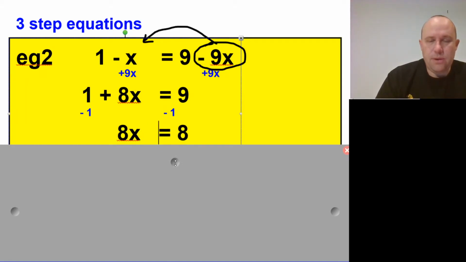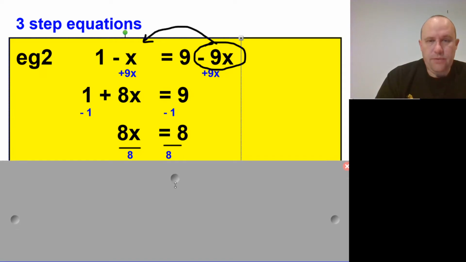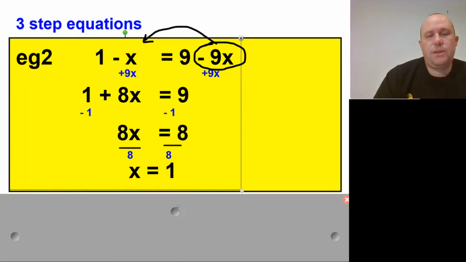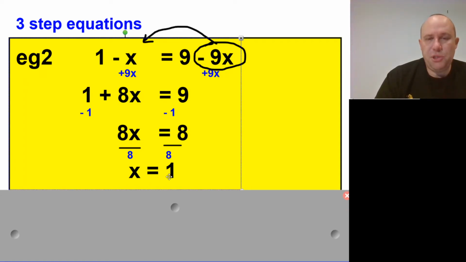And 9 take away 1 is 8. Divide both sides by 8, and you'd finish up with 1. If you are interested in checking your answers, just remember you just substitute back up here. So 1 take away 1 is 0, and 9 minus 9 times 1, as in 9 minus 9, is also 0. As you've got 0 equals 0, as that's a true statement, you know that this answer must be correct.